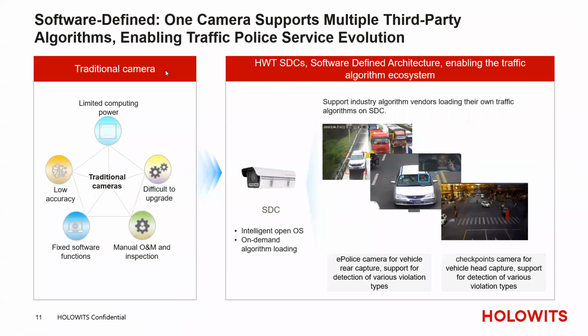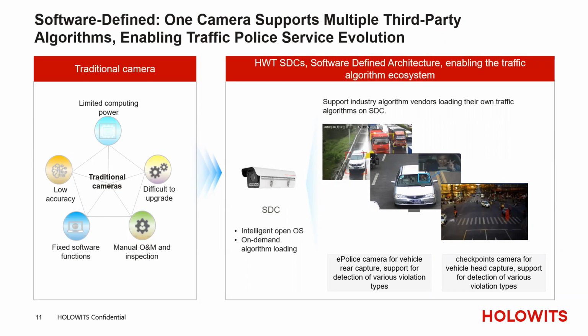So this is software-defined cameras. One camera supports multiple third-party algorithms, enabling the traffic police service evaluations. So this is the traditional cameras. It has limited computing power that is difficult to upgrade, manual O&M inspections, and fixed software functions. Also the low accuracy. This is the traditional cameras. So our HOLOWITS software-defined cameras have software-defined architectures enabling the traffic algorithms ecosystem.